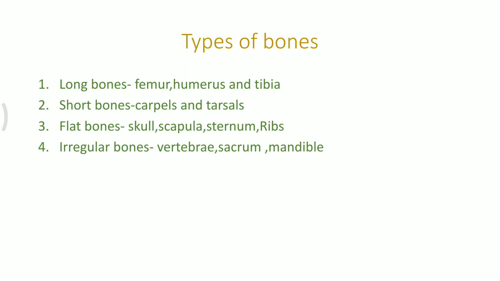Next is about the different types of the bones. Human beings, basically most of the vertebrates, have a body that consists of different kinds of bones. All these bones are classified in a few types. We will be discussing them in four different headings. So the first heading is about the long bones.